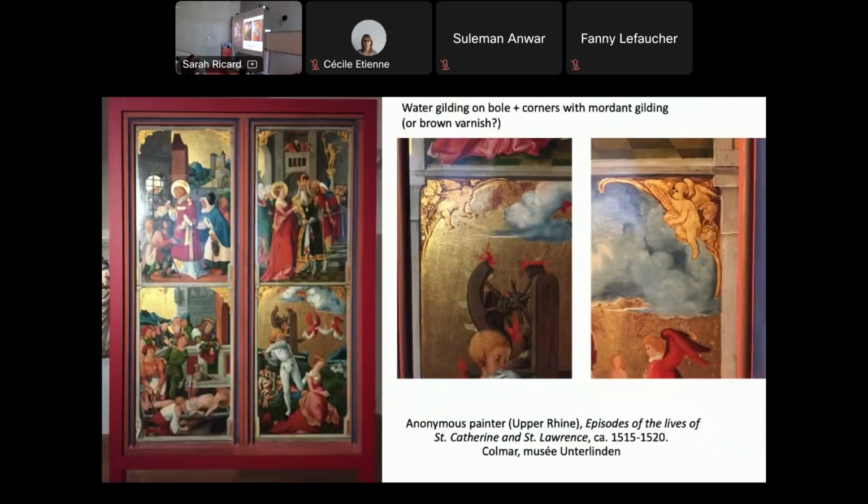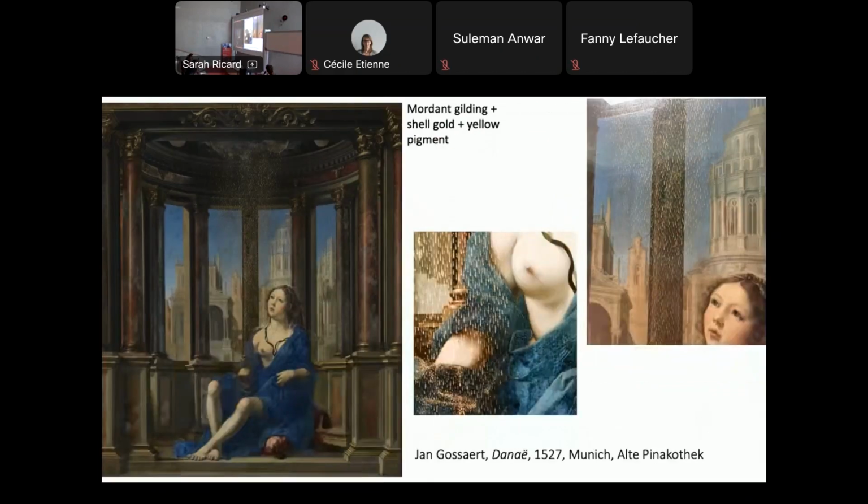A few other examples of these combinations of different gilding surfaces and techniques are these two panels, where you have a gold ground that is water gilded, with the corners that may be done in modern gilding, or that may be done also with a brown varnish applied in order to model the corners of the gilded surfaces. But of course, without proper analysis, we can't really tell. And so there is also always a part of hypothesis, especially when we cannot do a proper analysis.